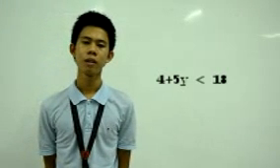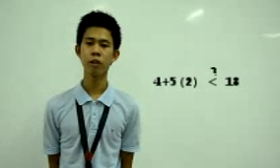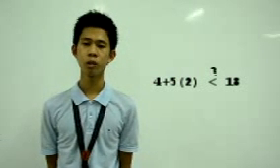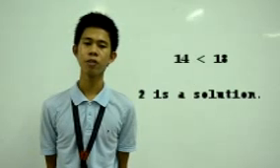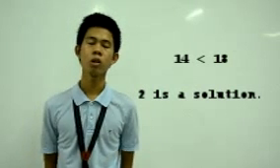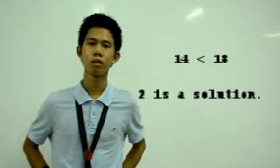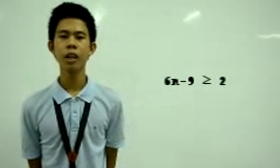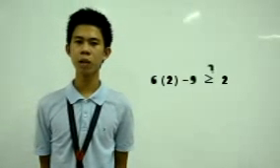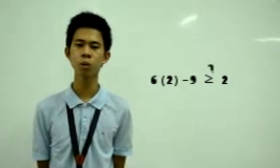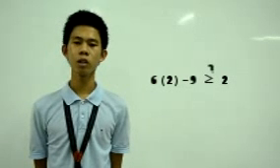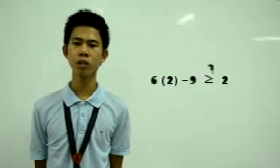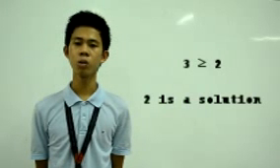4 plus 5y is less than 18. Substitute y by 2. Therefore, 4 plus 5 times 2 is less than 18. Conclusion: 14 is less than 18, so 2 is a solution. 6n minus 9 is greater than or equal to 2. Substitute n by 2: 6 times 2 minus 9 is greater than or equal to 2. So 3 is greater than or equal to 2, so 2 is a solution.